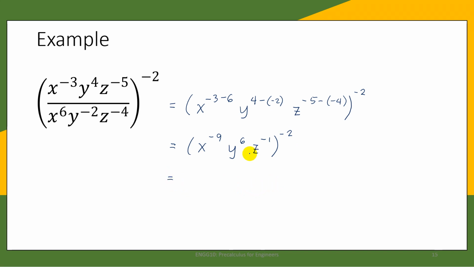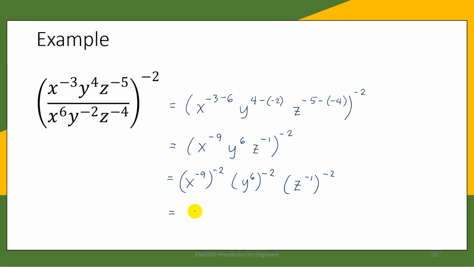Now we can write these variables with negative exponent, x raised to negative 9 and z raised to negative 1, in the denominator first. You can do that, right? And what you can also do is to distribute this exponent negative 2 to each of the variables. So we will do that here. We have x raised to negative 9 raised to negative 2, y raised to 6 raised to negative 2, z raised to negative 1 raised to negative 2.